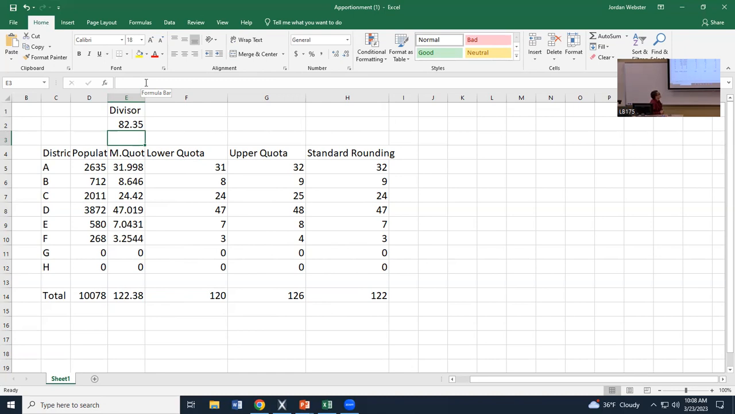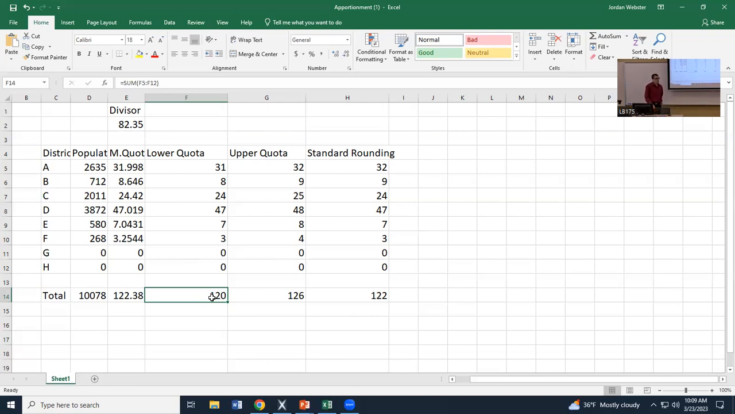There is a formulaic way of finding which divisor, but it's really, really involved. It's a fairly hard calculation. So I essentially just guess and check on this table. And obviously, if you have a lower quota that's above the number of representatives that you want, you move in one direction. If it's below the number of representatives you want, you move in the other direction.